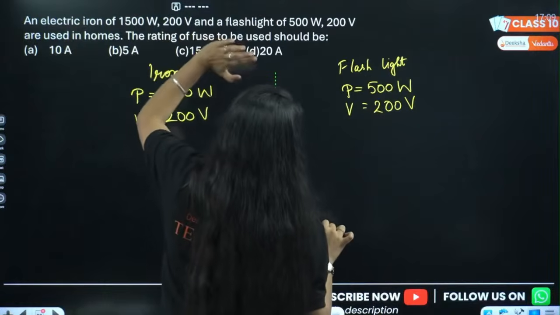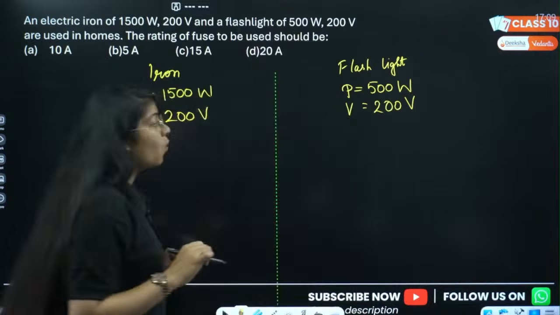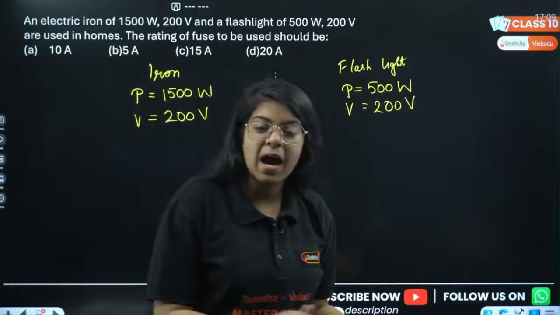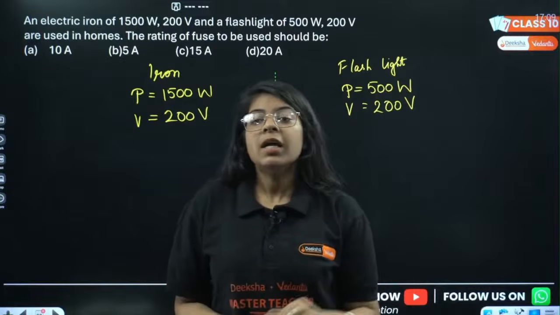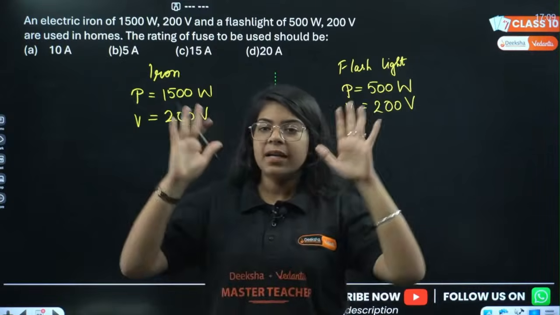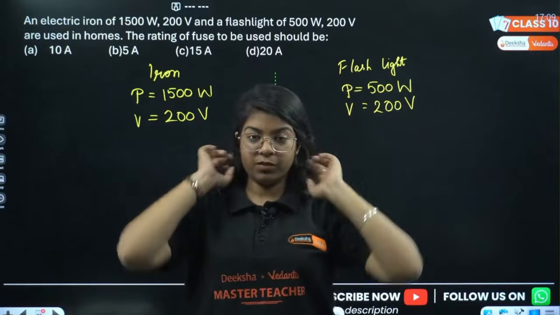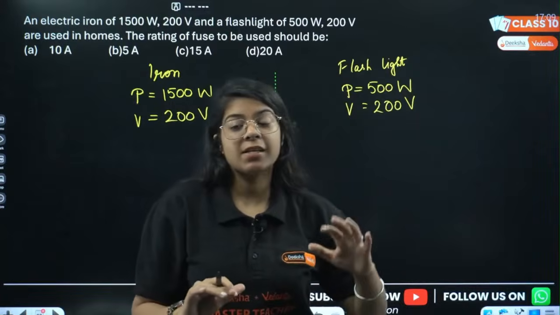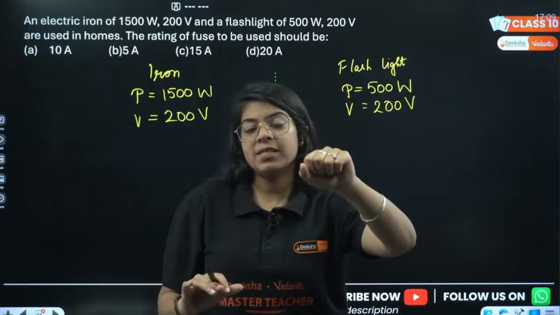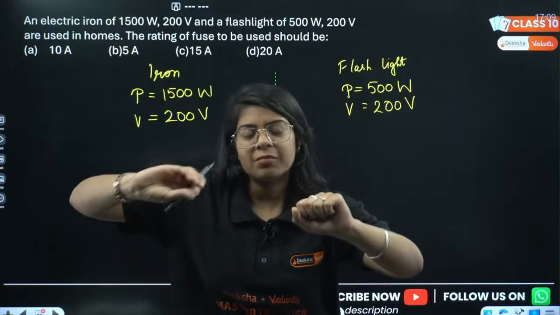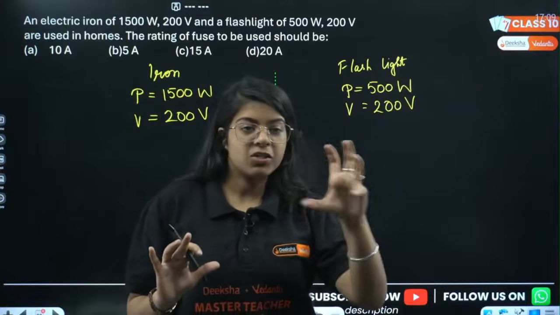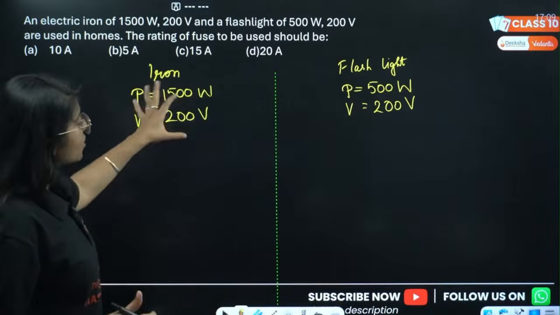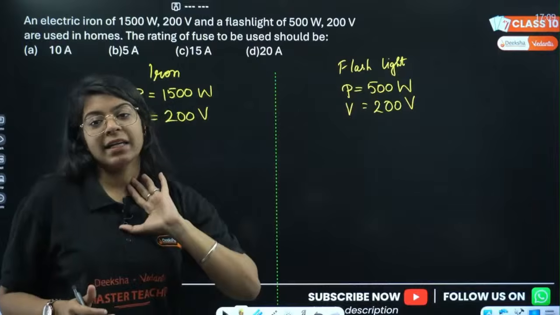The rating of fuse that should be used is what? How much current the fuse should pass along. Look, an iron and a flashlight are consuming this much power and voltage in our homes. Now the fuse we use is to protect our appliances. To protect our appliances, we need to know how much current each appliance is using so that the fuse has just a little bit higher rating than that current. Like if it's 9 ampere, then 10 ampere; or 15 ampere, 16 ampere. Okay? So let's see. We just have to find out how much current each one gets.